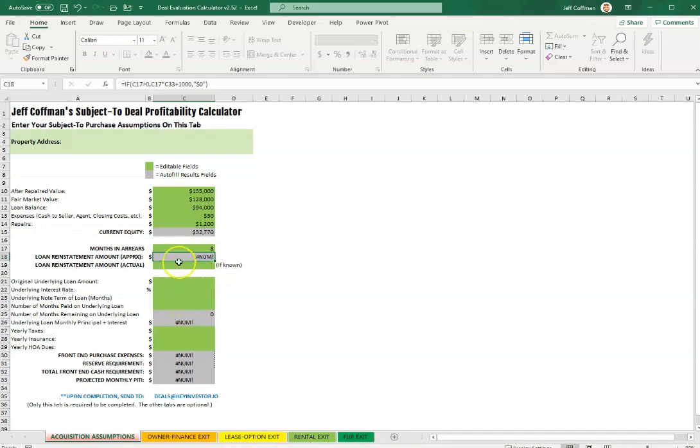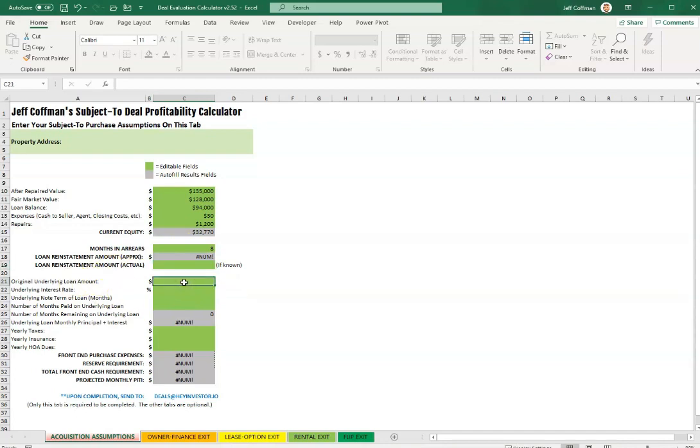But if you know the actual reinstatement amount, this calculator will use that over the approximate amount. So if you know this, go ahead and plug that in. I don't know what the exact amount was, but I do know she was 8 months in arrears. And I do know what the rest of these figures were.